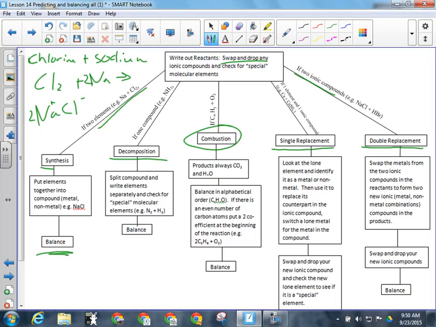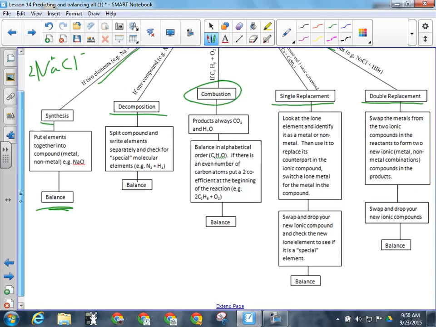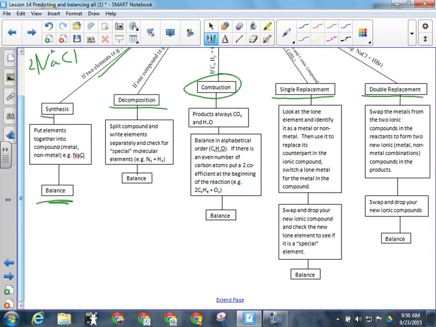If it's a single replacement reaction, look at the lone element. If it's a metal, you swap it with the metal. If it's a non-metal, you swap it with the non-metal. Then your products: swap and drop your new ionic compound, because you'll definitely have one. Check to see if the lone element is special, and then balance the reaction. And in a double replacement, swap the metals, swap and drop, balance.